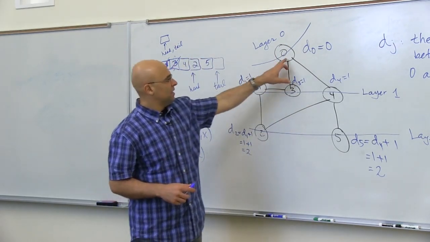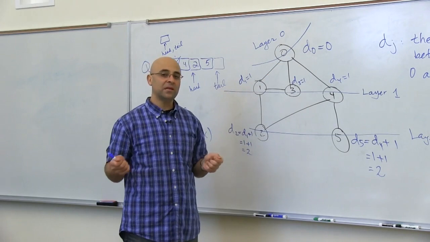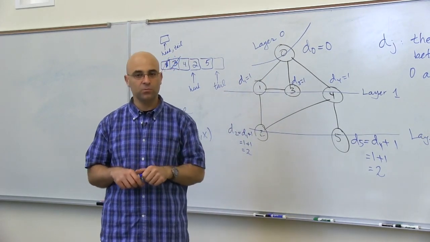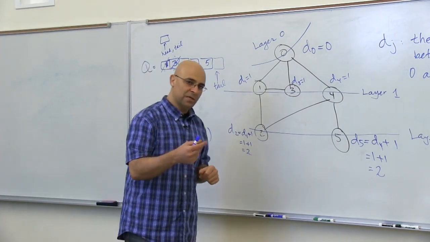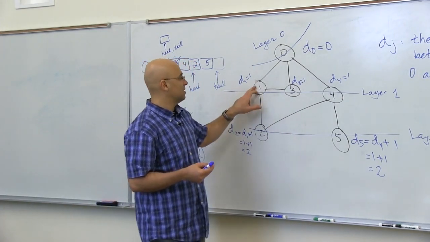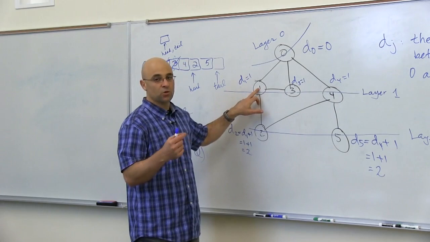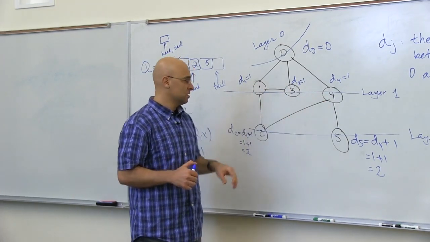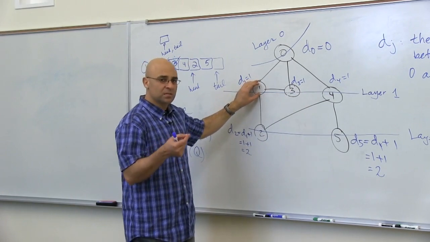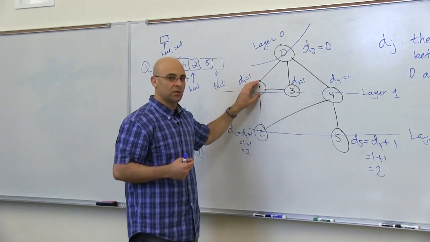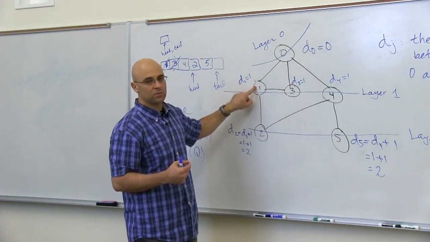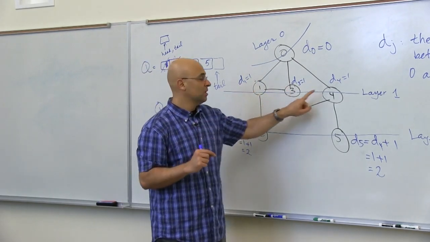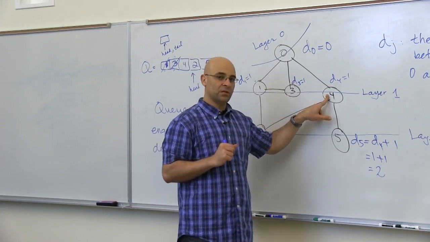Then, after that, we will say, okay, let's look at all the neighbors of node 0 whose distances haven't been computed yet. For each one of them, we will update its distance by saying that d1 is d0 plus 1. And for each one of them, when we compute its distance, we immediately put it on the queue. So we say d1 equals 1, put 1 on the queue. d3 equals 1, put 3 on the queue. d4 equals 1, put node 4 on the queue.